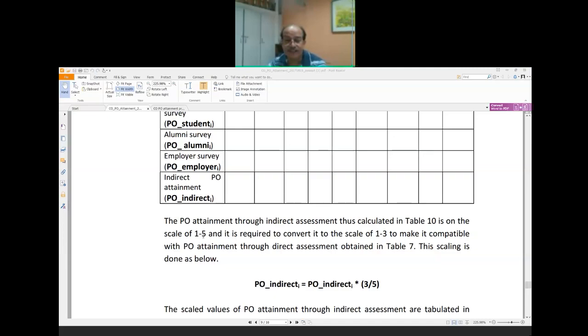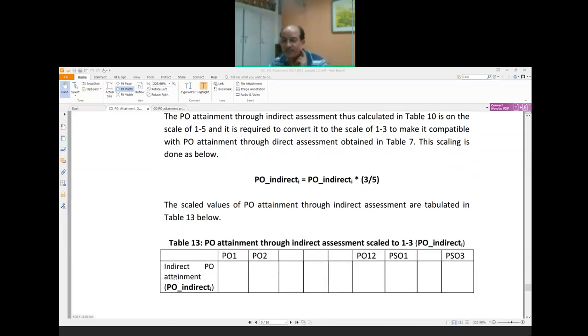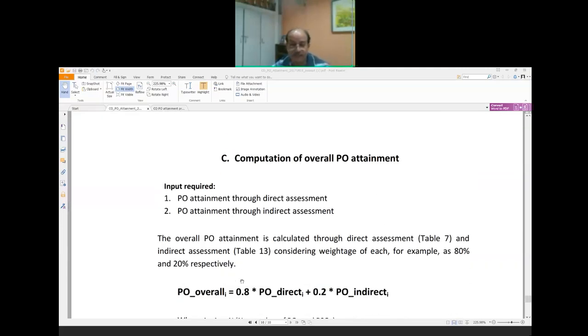So then, we had defined a scaling from 1 to 5, whereas for the other, we have given the scaling 1 to 3. What we have done is we have just normalized it. We scale it down, and corresponding to each of the POs, I multiply it by 3 by 5 and get the direct value. And this is how I get the indirect PO values corresponding to each one of them. Now, corresponding to each PO, I got the direct value and the indirect value. These are the two values which I get.